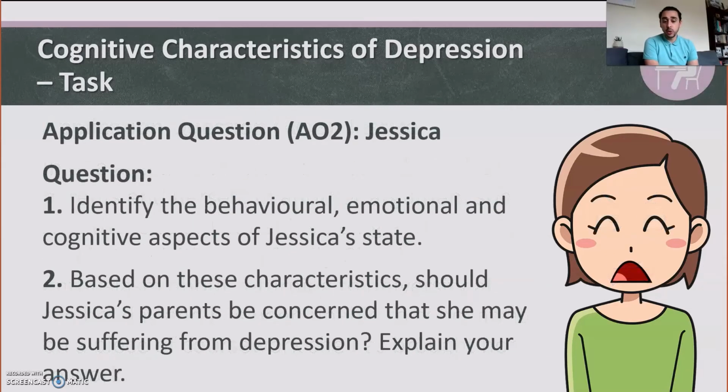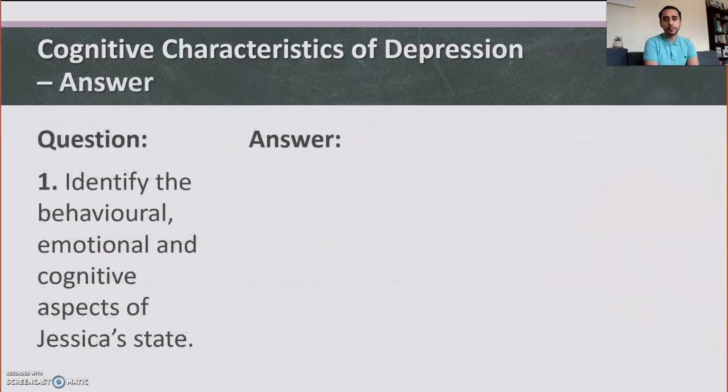Right, here's the question. 1. Identify the behavioural, the emotional and the cognitive aspects of Jessica's state. And then number 2, based on these characteristics, should Jessica's parents be concerned that she may be suffering from depression? Explain your answer. 5 minutes, give that a go. Pause the video, rewind it to have a look at the question, identify the parts that belong to the behavioural, ways in which people act, the emotional, ways in which people feel, and the cognitive, regarding thinking and thought processing, right? Those aspects of Jessica's state.